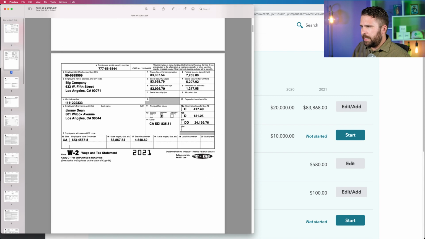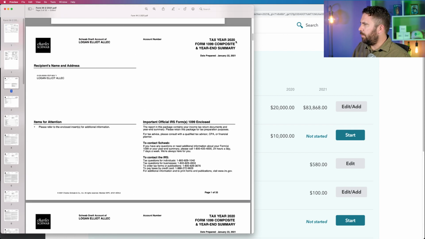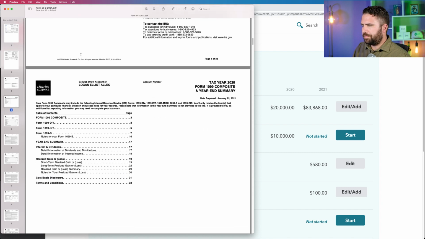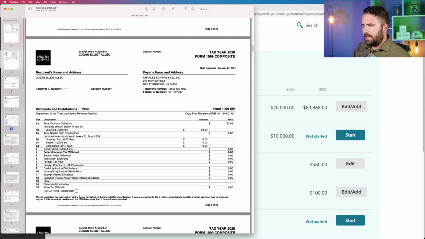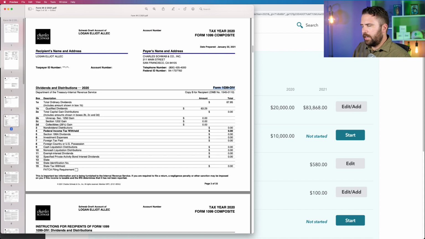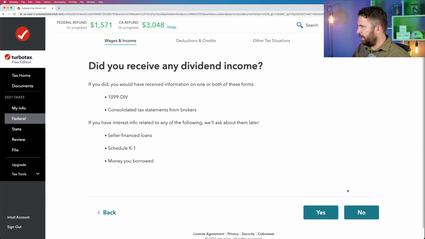Okay, so this is basically the consolidated package that you would get from a stockbroker, right? In this case, Charles Schwab. And the dividend section of it is under Form 1099-DIV right here. And so what we would do, we basically just need this information here to input the dividend information. So I'm going to hit start.